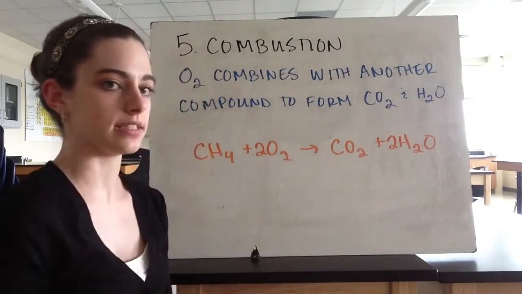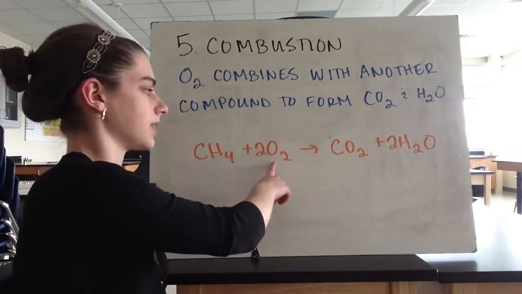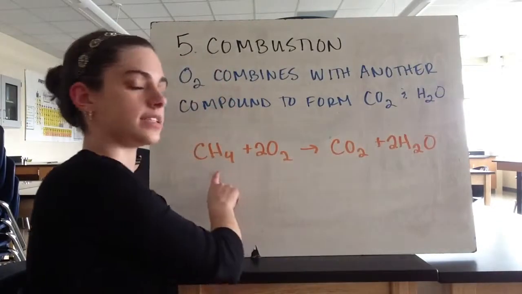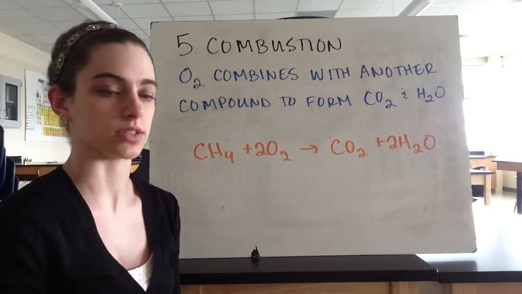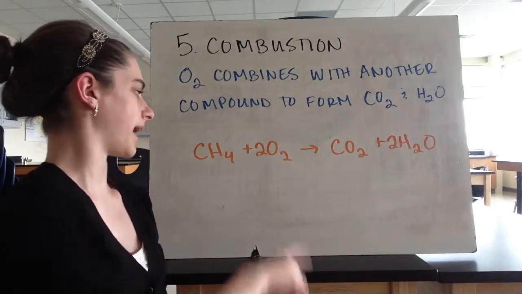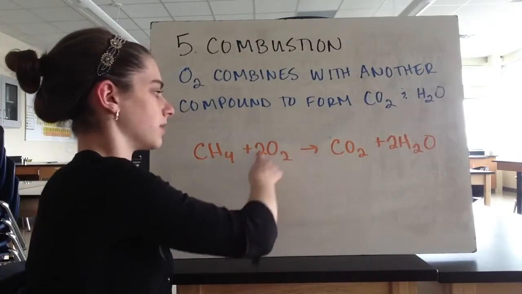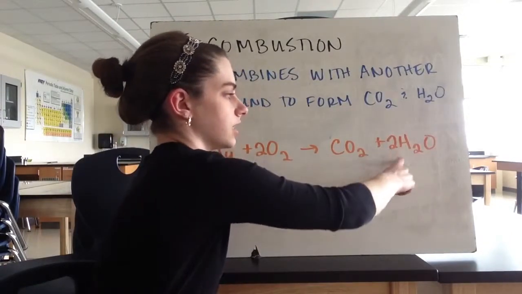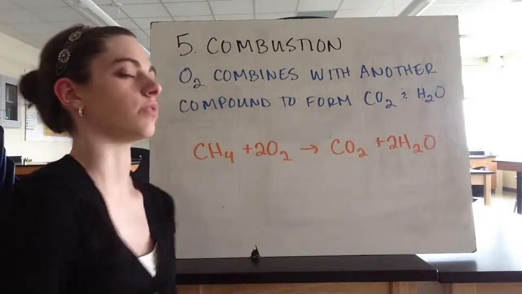You will always see an organic compound reacting with oxygen to produce carbon dioxide and water, as long as it's an organic compound, which are the ones that you'll see in this class. So it's still balanced, 1 carbon, 4 oxygens, 2 oxygens here, 2 oxygens here, 4 hydrogens, and 4 hydrogens.